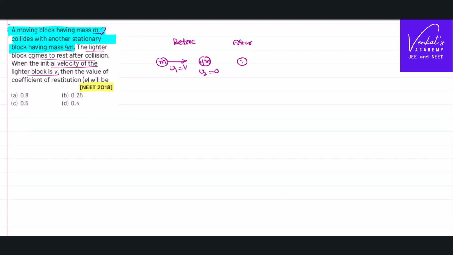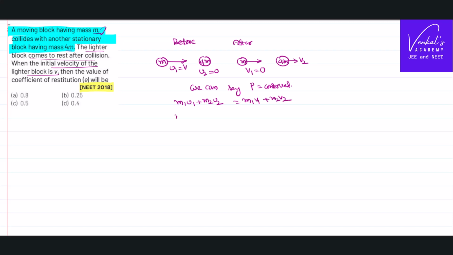After the collision, the lighter block m comes to rest. The second body comes to a velocity v2, we don't know that, but we want the coefficient of restitution. Anyway, in any collision, momentum is always conserved. What do we mean by momentum is conserved? Initial momentum before the collision is the final momentum after the collision.